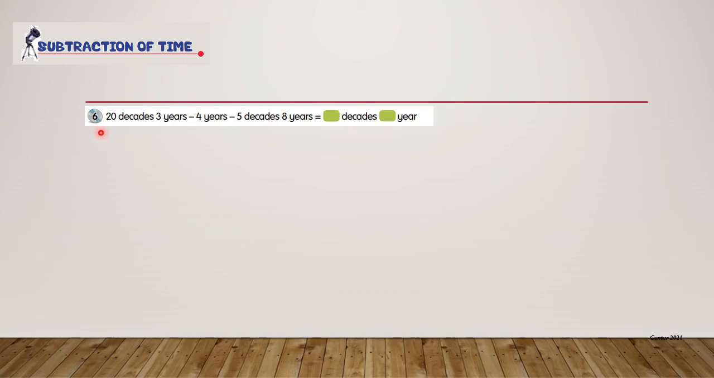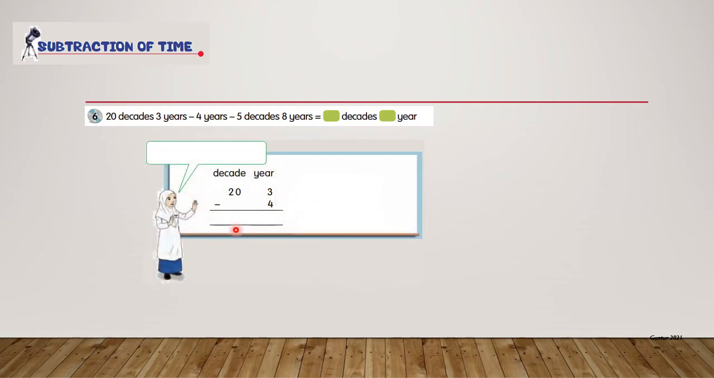Okay, look at the question here, between decades and years. The question is 20 decades 3 years subtract with 4 years and then subtract by 5 decades and 8 years. Okay, we solve 20 decades 3 years and 4 years first. Between decade and year, 20 decades 3 years subtract by 4. Okay, 3 years cannot subtract by 4, so borrowing from 20, 20 becomes 19. We are borrowing 1 decade.